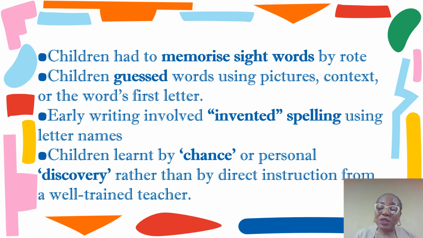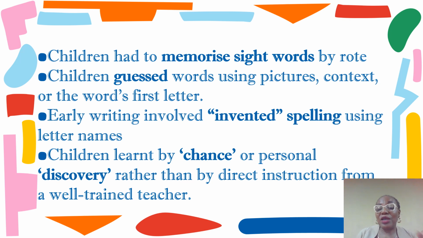But you see, the problem with this style of teaching is that children had to memorize sight words by rote. They guessed at the words using pictures or context or even the first letter in the word. They guess at what the word is supposed to be. And then when they start to write, they invent spellings. They don't actually know how to spell the words because they never learned how to spell them. They just memorized the words.